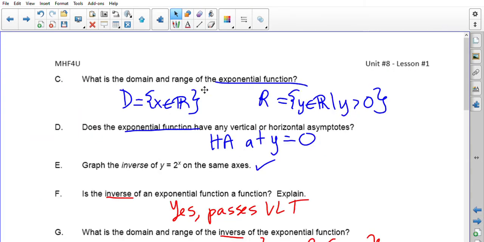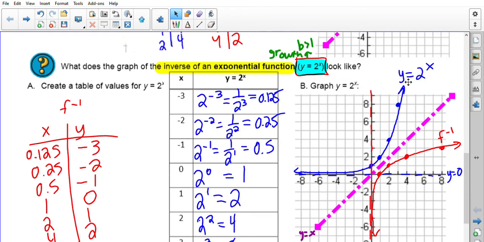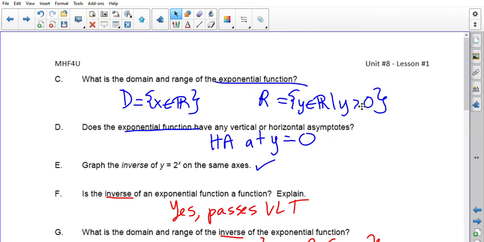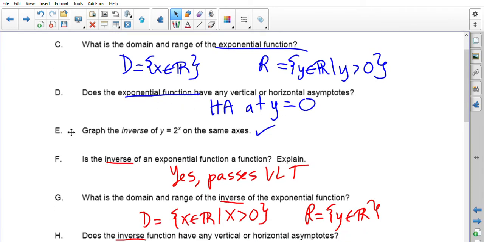Okay, so what was the domain and range of the exponential function? So the exponential function here has a domain of x ∈ ℝ, and it has a range that is restricted. It's y ∈ ℝ such that y must be greater than 0. Okay, so notice you don't put the equal to because of the horizontal asymptote. That answers part D. Does it have a vertical or horizontal asymptote? It has one at y equals 0. Okay, we already did part E.